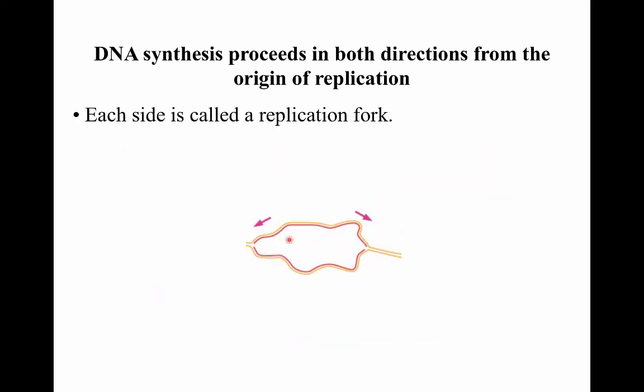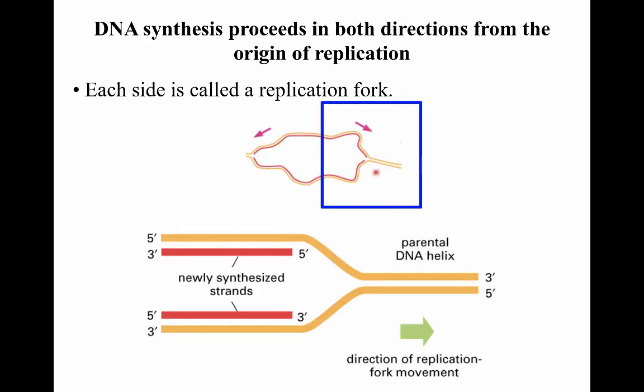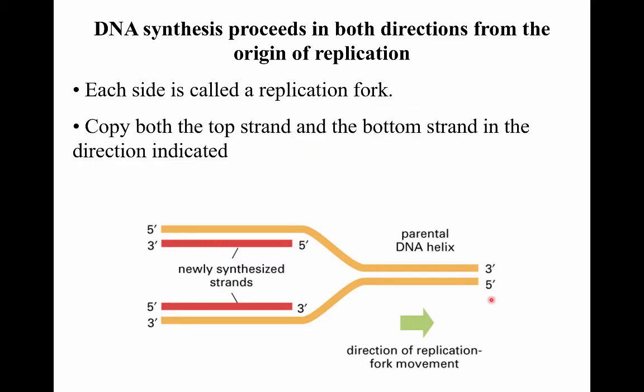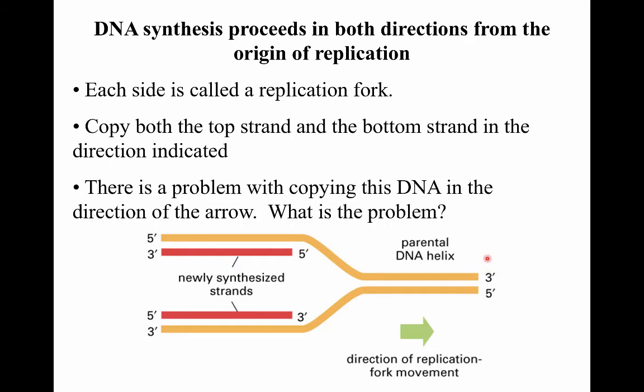So each side of these origins of replication are called a replication fork. So this is a fork and this is a fork. So if we zoom in on this particular fork, again, the overall direction that we want to copy is in this direction. So here's that fork. Here's our top old strand, our bottom old strand. Here's our newly synthesized strand. And we're going to copy in this direction. So we're copying both in that direction.